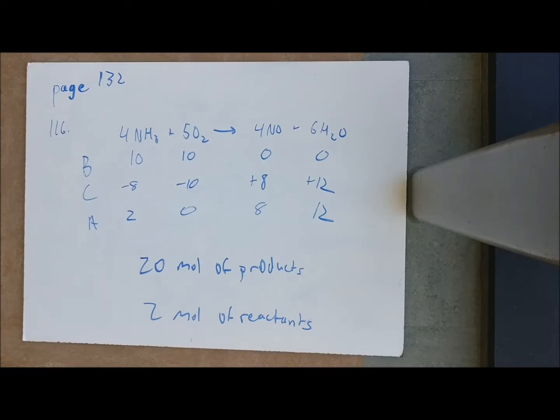So, this is page 132, number 116. The book gives us the reaction 4NH3 plus 5O2 yields 4NO plus 6H2O. I believe this was actually the answer to the question we did in 4.1. It's a handy coincidence, isn't it? So we're going to set up our handy-dandy BCA table that we learned last chapter. Let's write BCA: before, change, after.